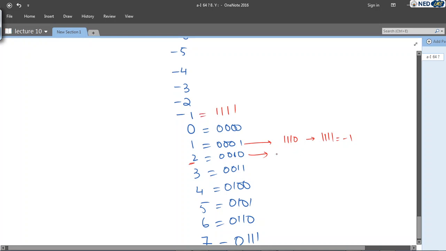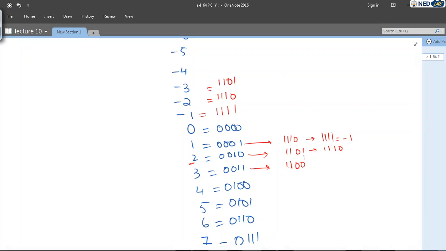For the two's complement of 2, I get -2. Invert all bits, so that would be 1, 1, 0, 1. Add 1, and I will get 1, 1, 1, 0. So what about 3? If I take the two's complement, invert all bits to get 1, 1, 0, 0. Add 1, so I get 1, 1, 0, 1. Let's hope I'm doing it okay.